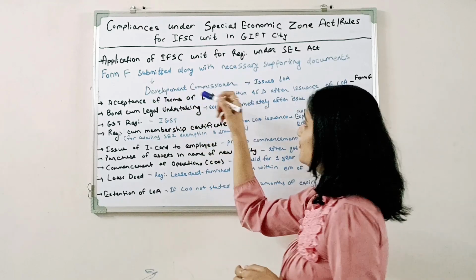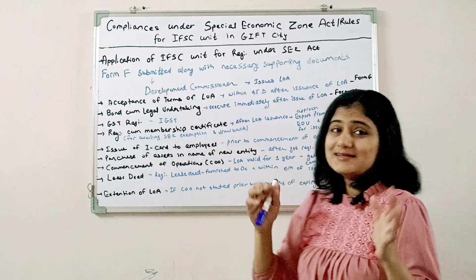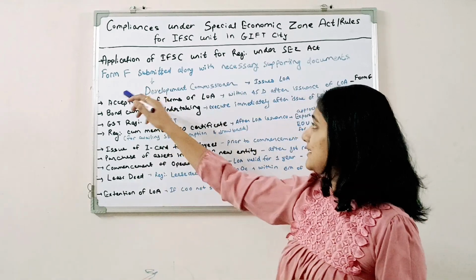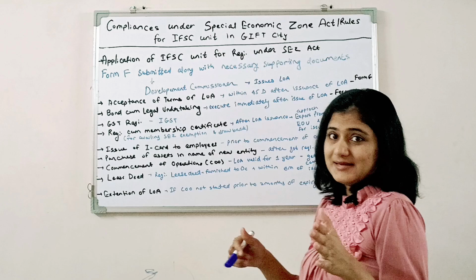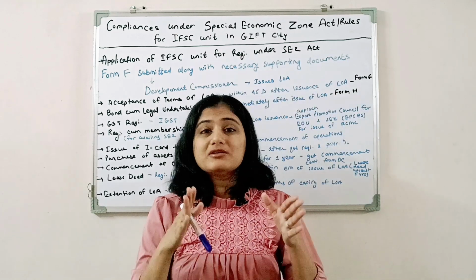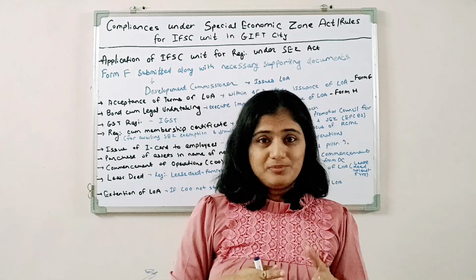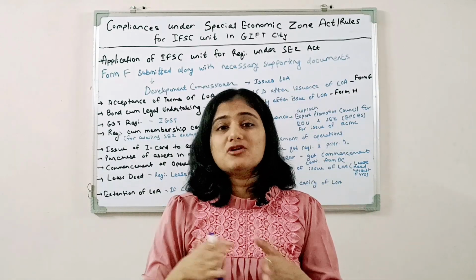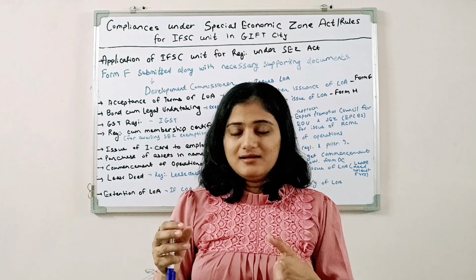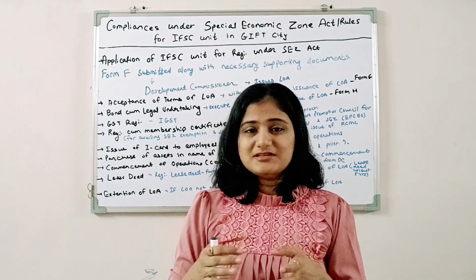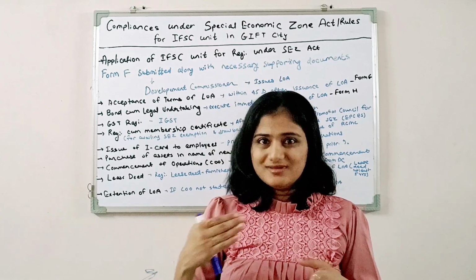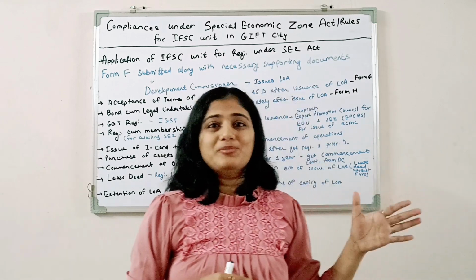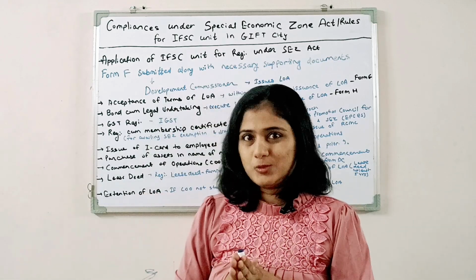So let's start. It's starting with the registration process. So application for the IFSC unit for registration under SEZ Act goes in the form F. The prescribed format is given in the form F, which should be submitted along with the necessary required documents. The application goes to the Development Commissioner and if he is satisfied, he approves, otherwise rejects. In case of rejection, you will get the details and comments from him, and in that case you have to resubmit. Now on getting the approval, the Development Commissioner issues LOA, that is letter of approval.